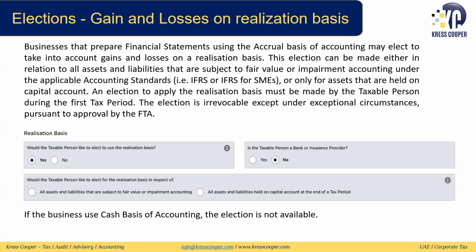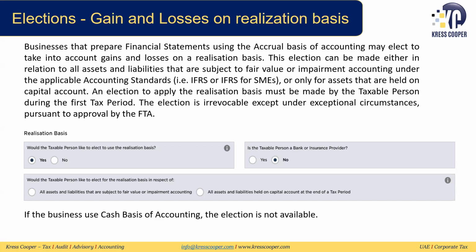When you go to this section, it will ask you whether the taxable person would like to elect to use the realization basis. If you click yes, it will further ask you whether you are a bank or insurance provider. If you are a bank or insurance provider, or you are part of a tax group and one of the companies is a bank or insurance provider, and you click yes, then the only applicable option for you will be the second one, which is all assets and liability held on capital account at the end of a tax period. If you're not a bank or insurance provider, it will give you these two options: whether you would like to elect the realization basis for all assets and liability that are subject to fair value impairment accounting, or for all assets and liability held on capital account at the end of the tax period.